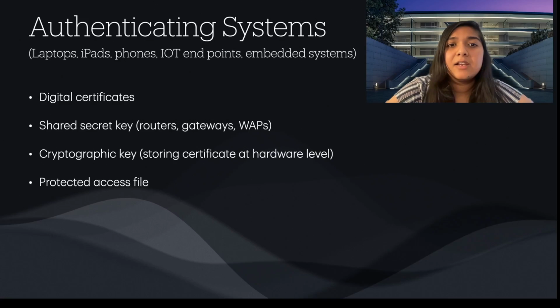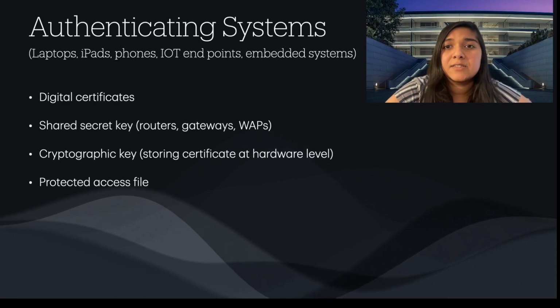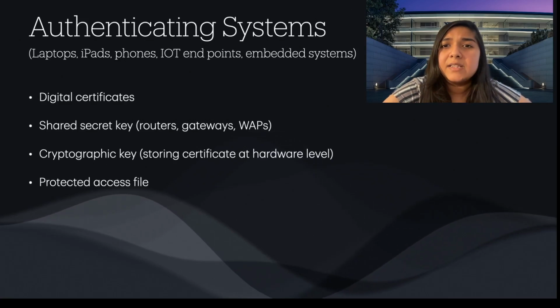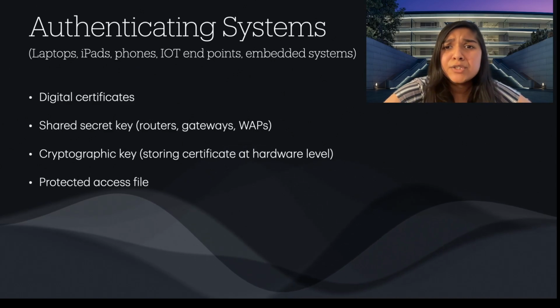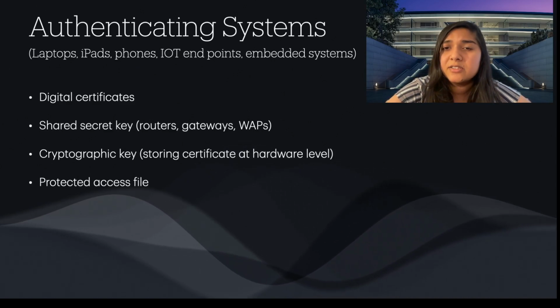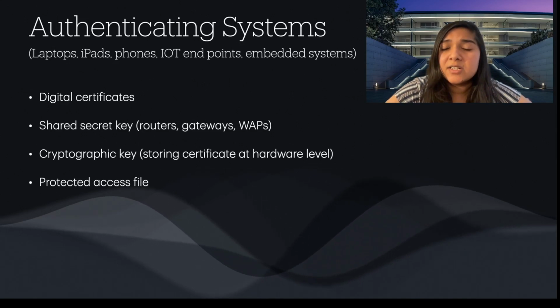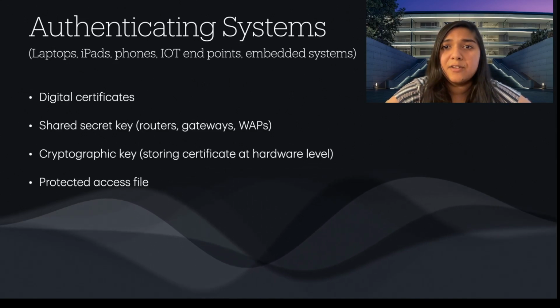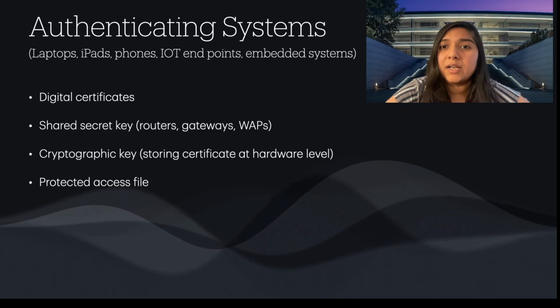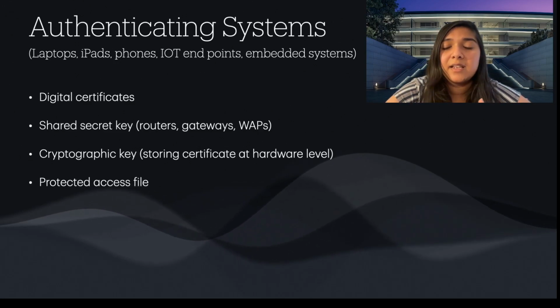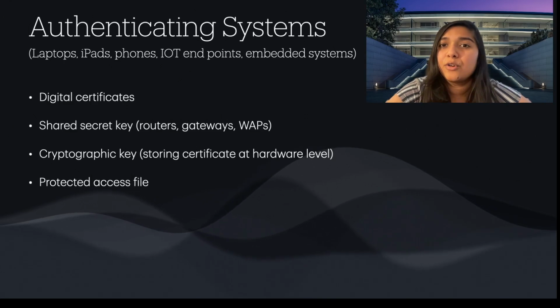Now next up we have protected access files. Similarly, these are files that have credentials stored inside of them. So when a server tries to make a connection, it checks for the credentials inside of those files and sees if those credentials are true or not. And that's how systems authenticate themselves, and then they can exchange the data securely with each other.